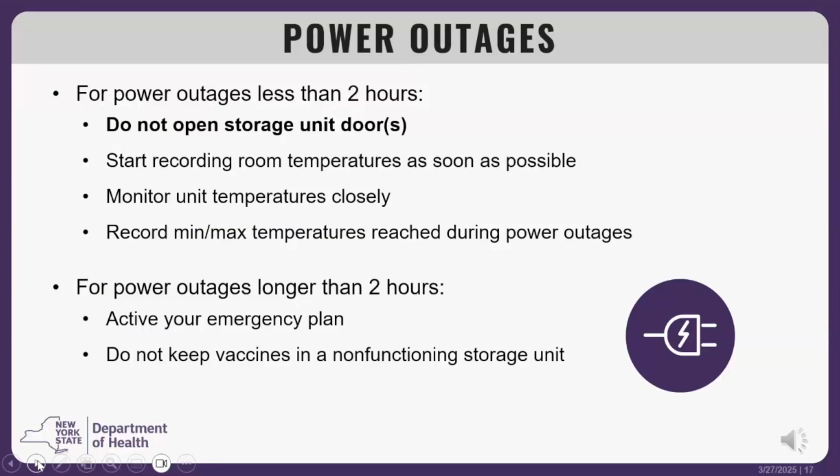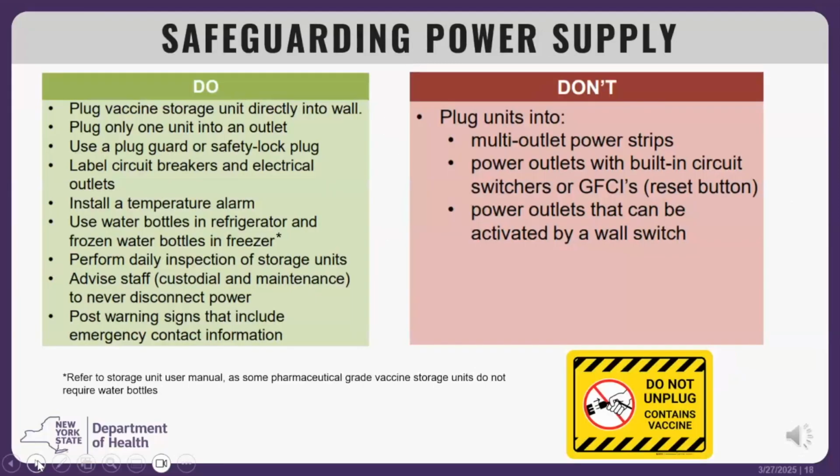Ensuring your power supply is safeguarded is a best practice to prevent temperature excursions. All vaccine storage units should be plugged directly into the wall. If possible, plug only one unit into each outlet and consider using a plug guard or safety lock plug. Label all outlets and circuit breakers with warning signs discouraging a disconnect of power. This slide shows an example of a sticker placed on an outlet used by an active vaccine storage unit.